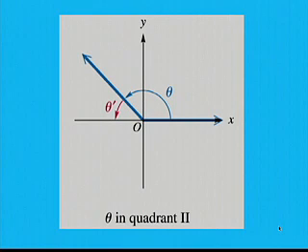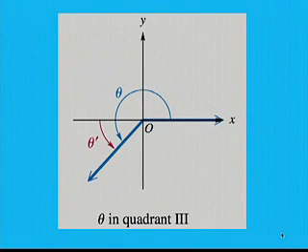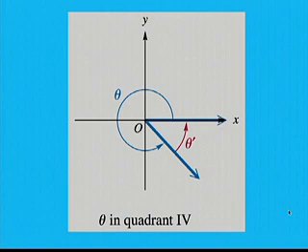What about an angle in quadrant 3? Well, in quadrant 3, here's the terminal side of the angle, and here is my reference angle, again, between the terminal side and the x-axis. Well, the only other one we need to do is, of course, quadrant 4, where we will have that the reference angle is between the terminal side and the closest part of the x-axis.